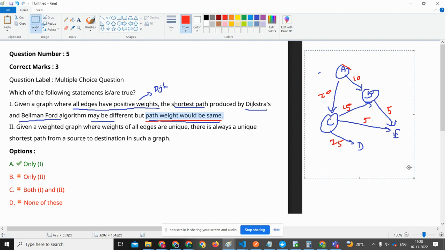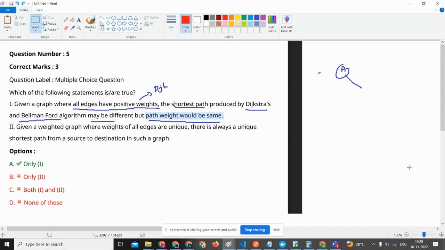How do I explain that to the others? What about others? Did you guys understand this, or what should I tell? When the path weights are the same, okay. Will it not give the same output, both Dijkstra and Bellman-Ford? Not necessarily, right? Okay.